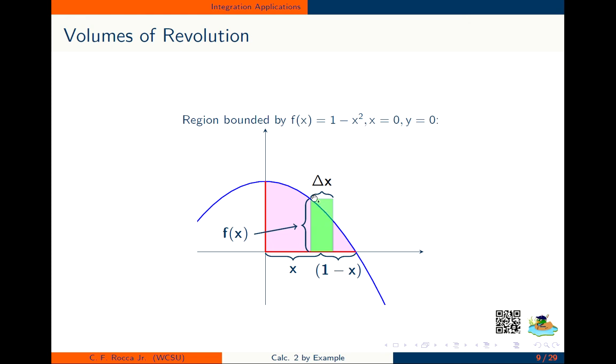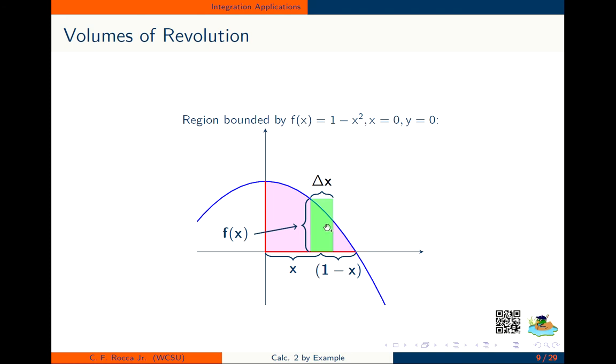Okay. So I imagine that this area is made up of lots and lots of little rectangles. Each rectangle has a width delta x and a height f of x. The center of the rectangle is a distance of x away from 0. And here I also added that it's a distance of 1 minus x from this intersection point, which is the root of f of x.